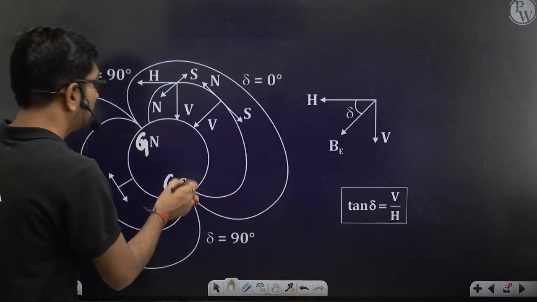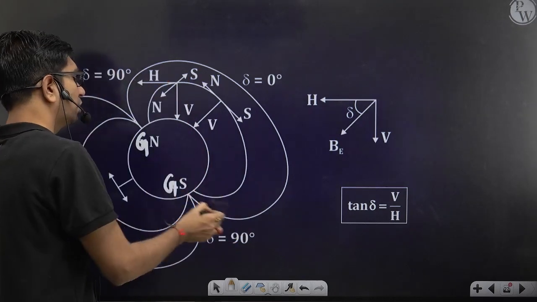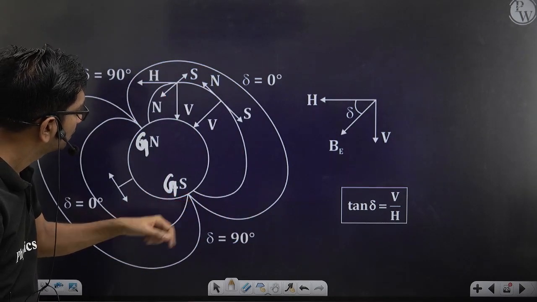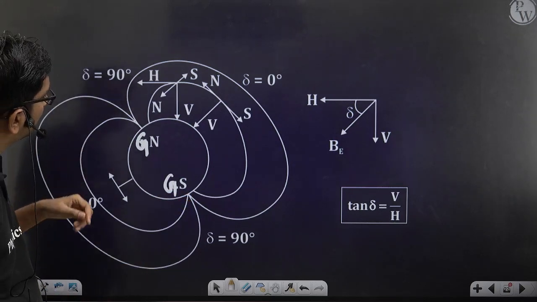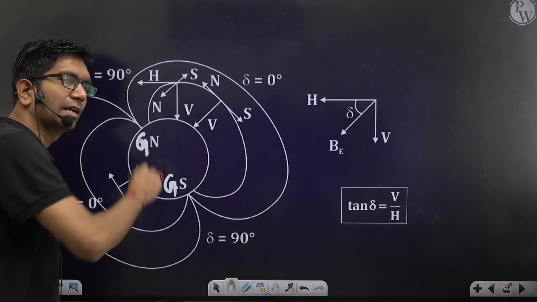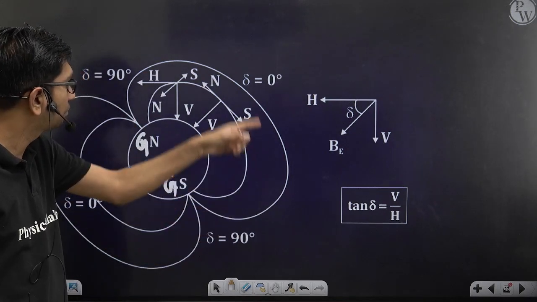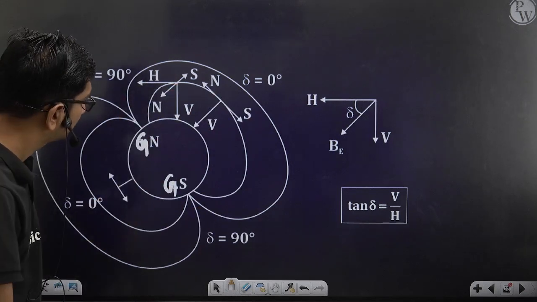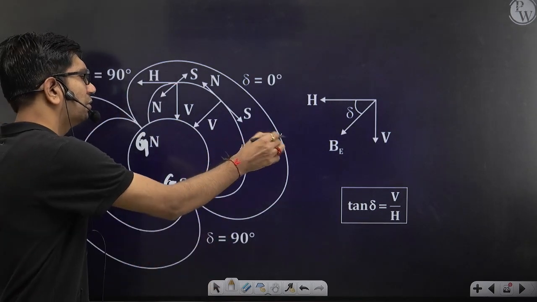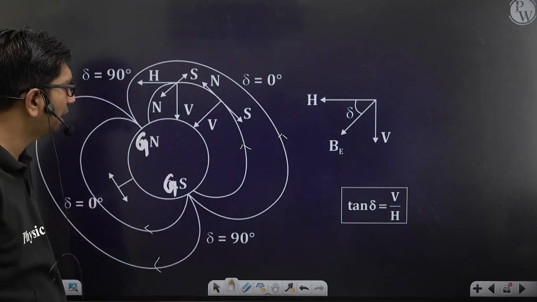See here, beta, this is the geographic south pole and geographic north pole. The magnetic field lines move like this, always from the magnetic south pole to the magnetic north pole. Finally, they move like this. Is it clear? This one is very simple, no doubt for anyone.